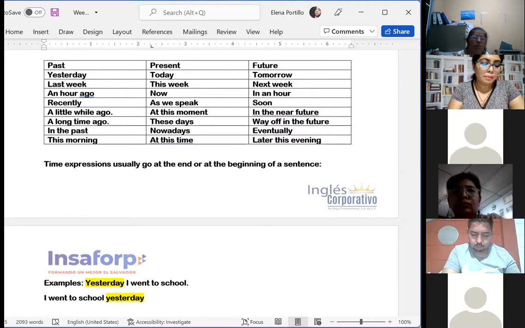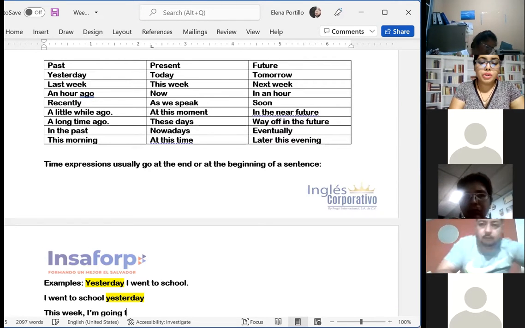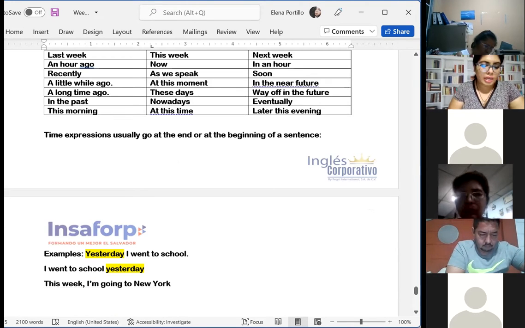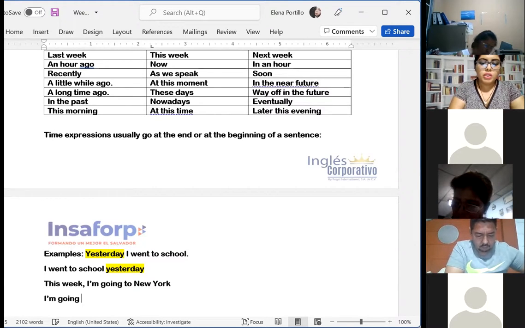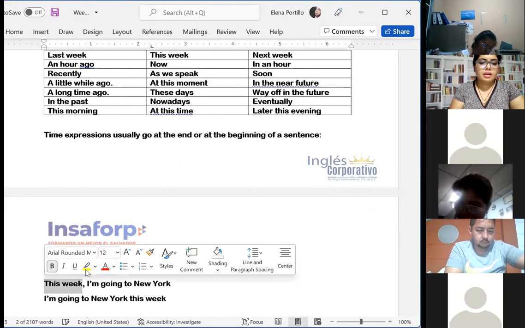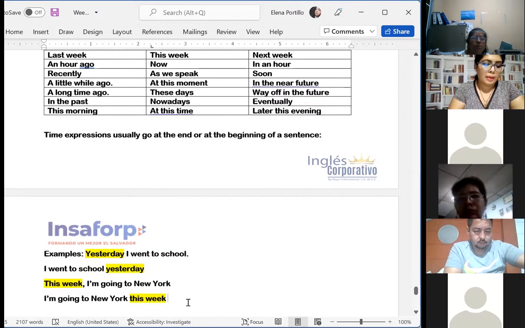Then we have another example, and it says, this week, I'm going to New York. And the same, I'm going to New York this week. So we have it at the beginning, and also we have it at the end of the sentence.